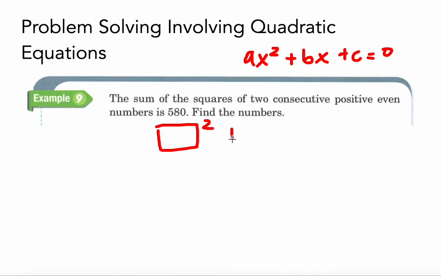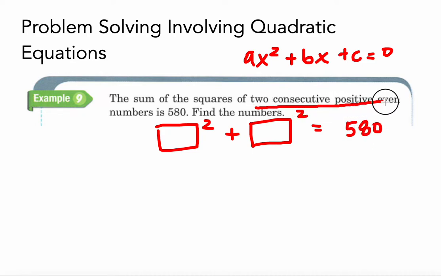So let me first set that up. Sum means to add. Square means you're squaring it. Is 580. Okay, I have two consecutive positive even numbers. So let me just come up with an example, like 2 and 4, okay, or 10 and 12. Those are consecutive because they come right after each other, and they are positive and they are even, divisible by 2.